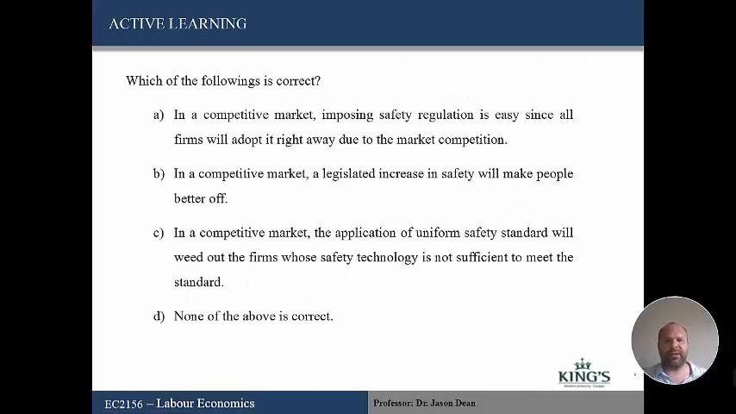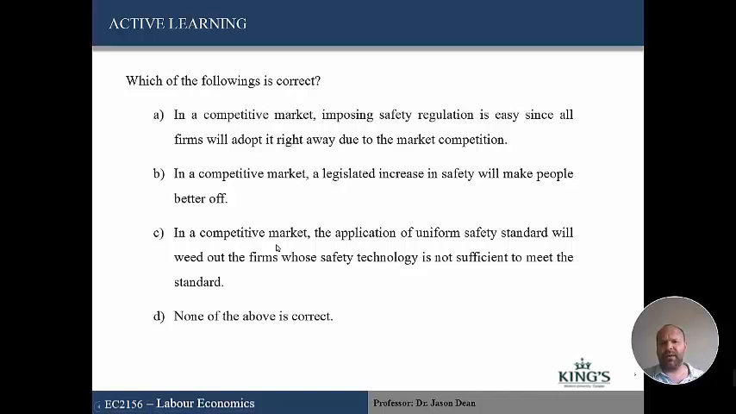Okay, which of the following is correct? In a competitive market, imposing safety regulations is easy since all firms will adopt it right away due to the market competition. Well, that might not entirely be true because firms have different technology. Some firms may actually go out of business. In a competitive market, a legislated increase in safety will make people better off. Well, we know that that's not true because we saw that in many cases, especially in the case of perfect information, it could make them worse off.